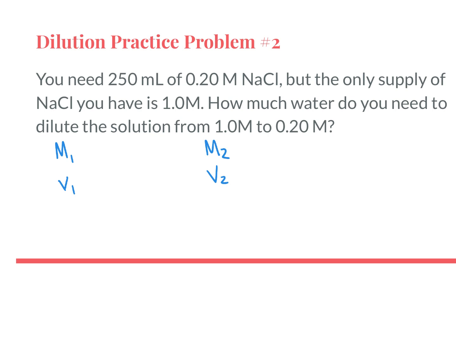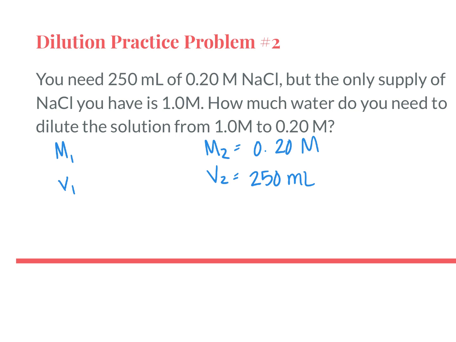And which one's easier to start with, the 1s or the 2s? Okay, let's start with the 2s. So what's the final product you want? Good. So that final molarity, you want it to be the 0.20 molar. And what volume of that do you want? Okay, you want it to be 250 milliliters.